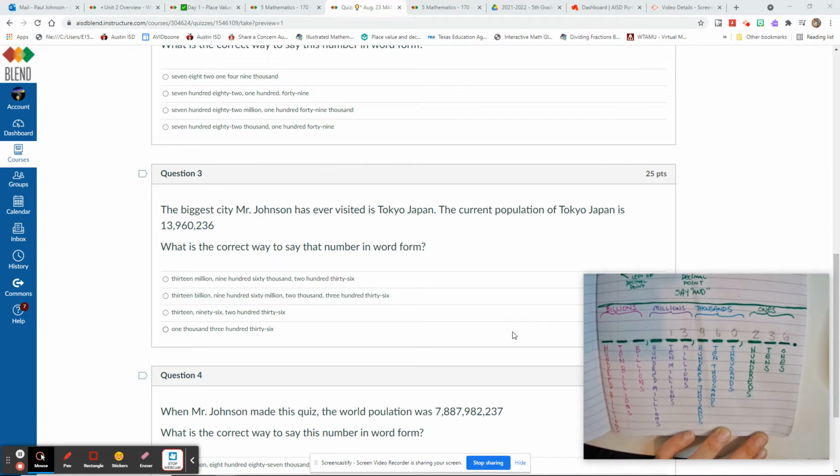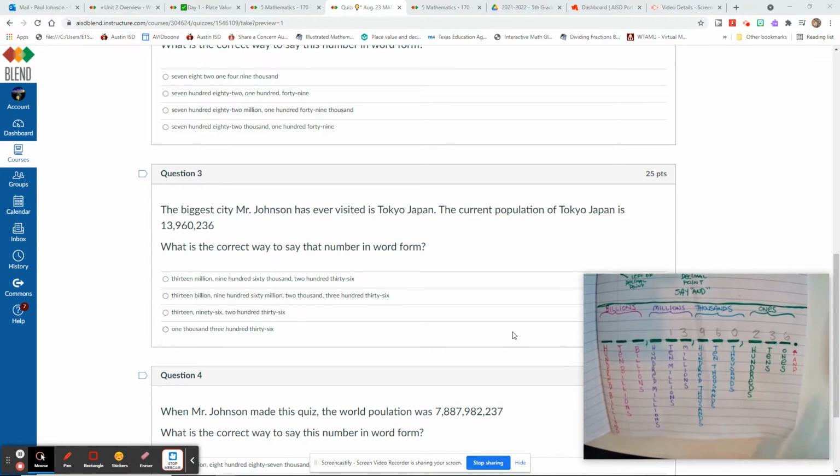13,960,236. Also notice that we don't say and. I'm not saying 236 or 236. There's a special thing that is and that special thing is our decimal point. So we don't use the word and unless we're talking about the decimal point itself. So if you want to add that little and into your notes, that'd be good too.